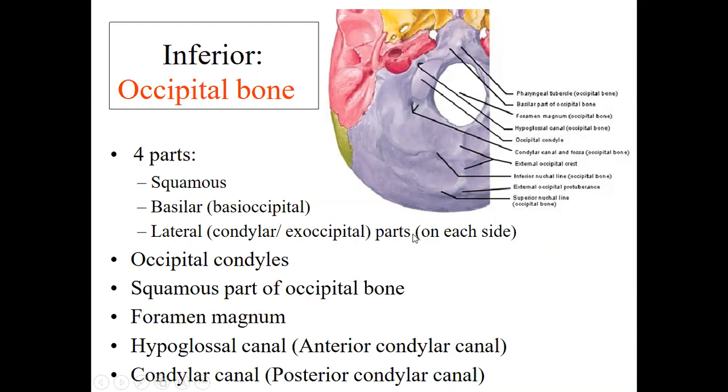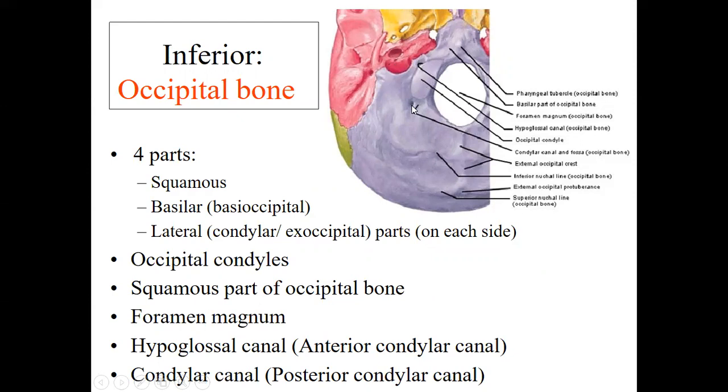on each side. And we have the occipital condyle here. You can see the squamous part of the occipital bone. Foramen magnum, the big opening here, very obvious. And then we have the hypoglossal canal. This is also an important canal that you have to know. You can see here, this is the hypoglossal canal. And at the back here, we have the condylar canal.